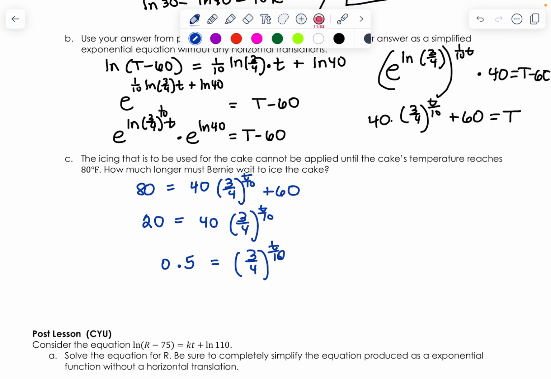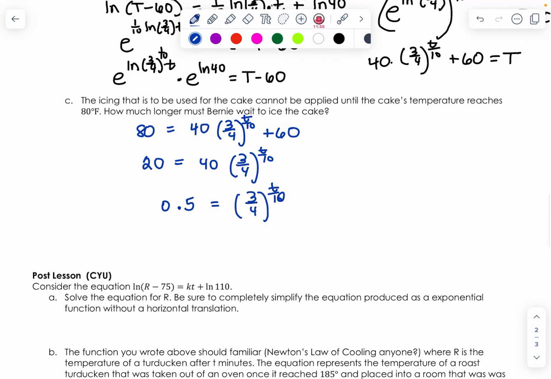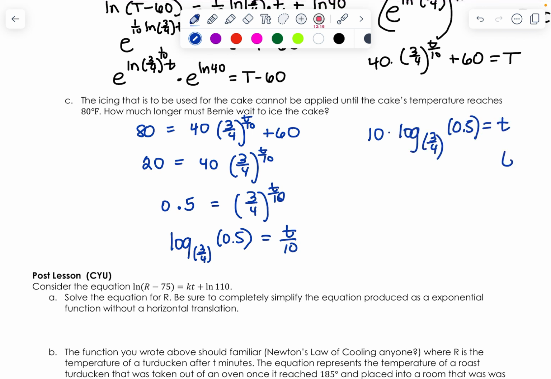And now what I'm going to do is go from exponential form to logarithmic form. Then you're going to multiply both sides by 10, and then you're going to grab your calculators. And I'm getting 24.094. However, it says how much longer must Bernie wait to ice the cake?